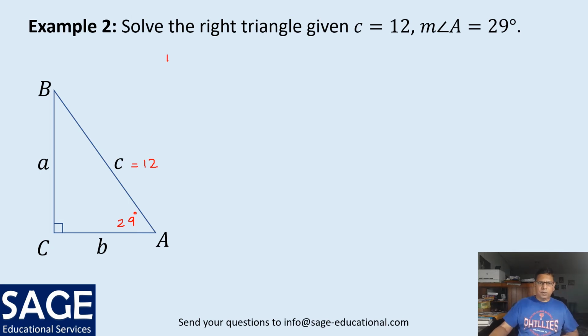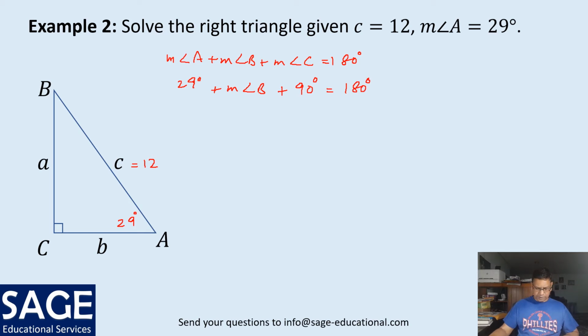So we know that measure of angle A plus the measure of angle B plus the measure of angle C is equal to 180 degrees. So we have 29 degrees plus the measure of angle B plus 90 degrees. Measure of angle C will always be 90 degrees. That is, the sum is equal to 180 degrees. So solving that for the measure of angle B, we get measure of angle B is equal to 61 degrees.